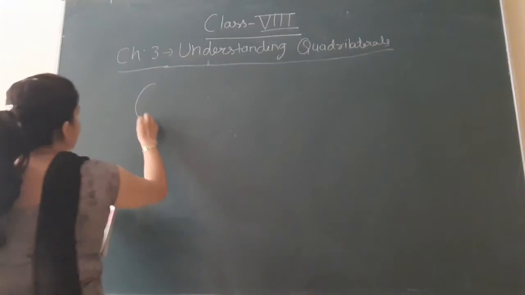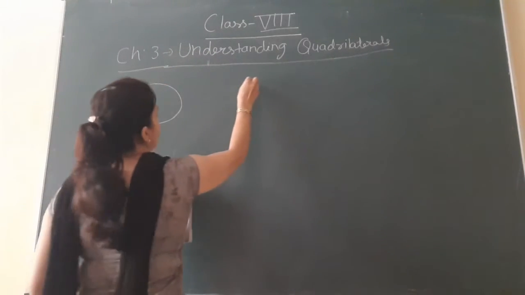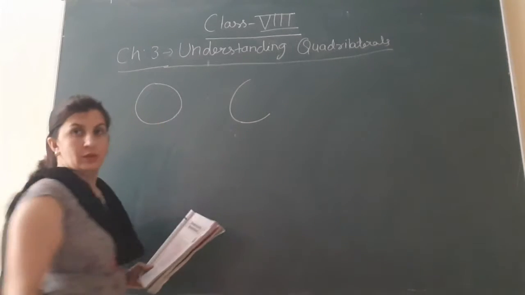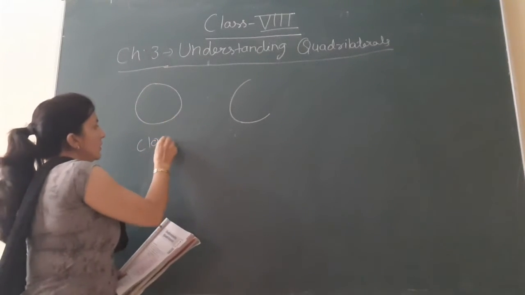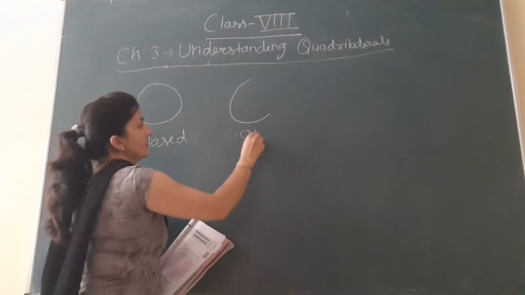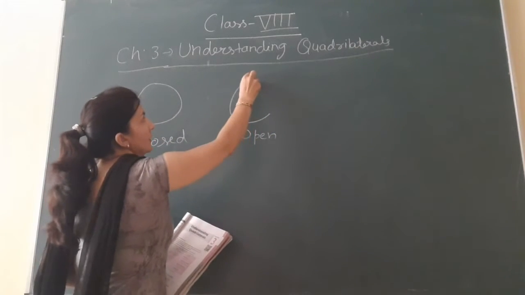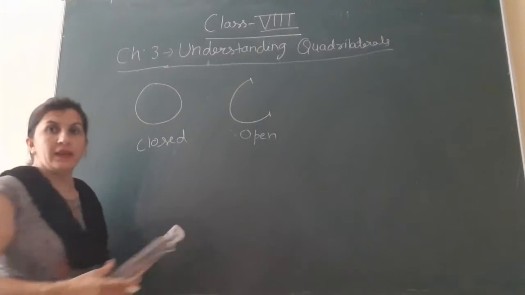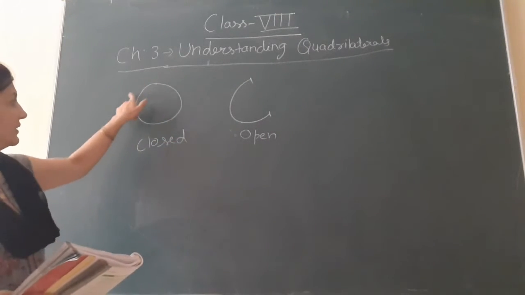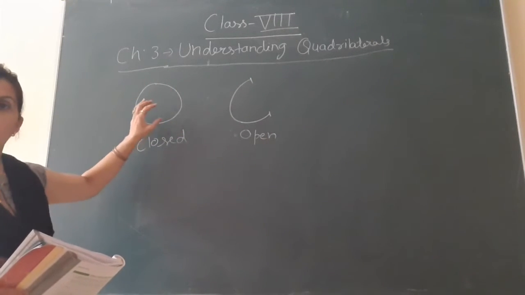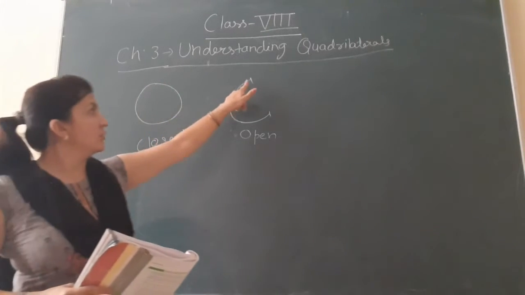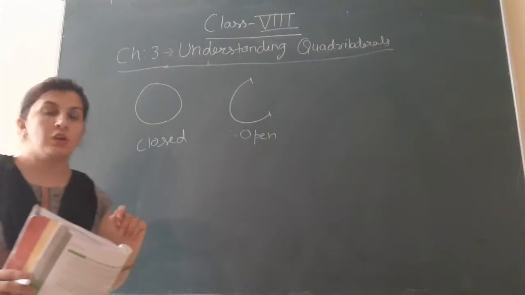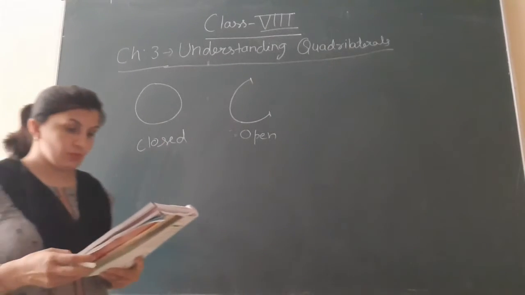If I say that this curve is given, and one curve is given like this, this curve is called closed, and this is open because there is nothing on this side. We can say that this is closed because it has no point open here, but this has 2 points open, so it is called an open curve.